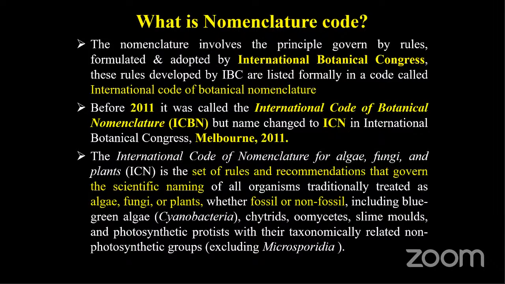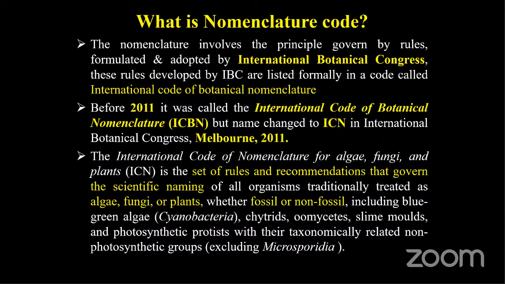So the question is why these rules arise, why there is a need to formulate certain rules, and why these rules are adopted by the International Botanical Congress. What exactly are the rules, and why is there a need for these rules? Let us see how this concept arose, and how the scientists thought that a nomenclature code must be there to regulate the entire nomenclature system within plants.